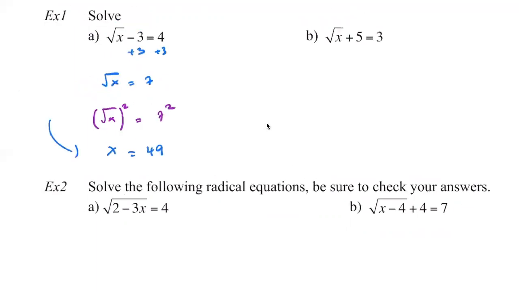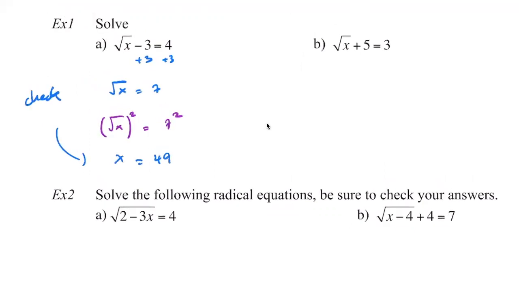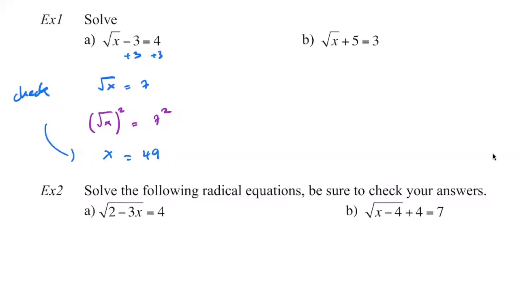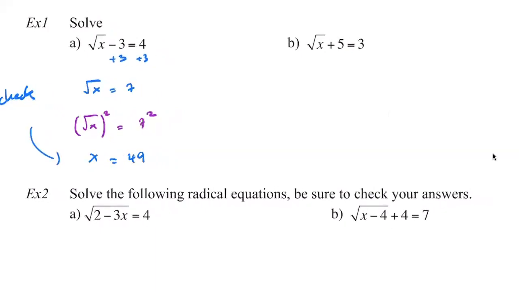And you should also check, if you're not sure whether the answer is correct or not. Mentally, we can just check 49 into x here. The square root of 49 is 7. 7 minus 3 is 4, right? Yeah, so I'll get back to that in a second here. But yes, 49 is the answer.